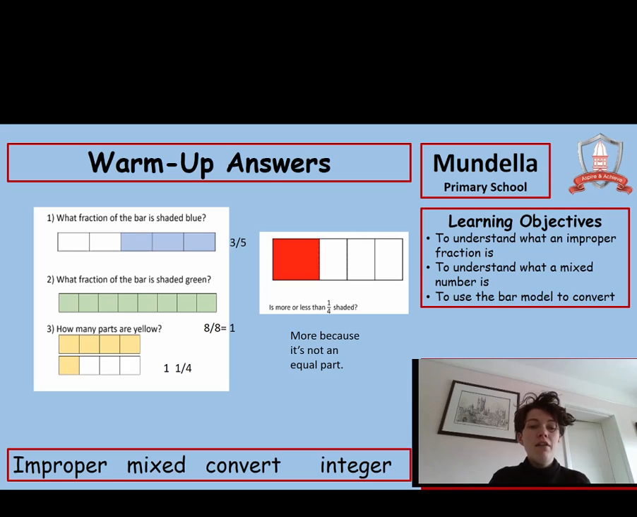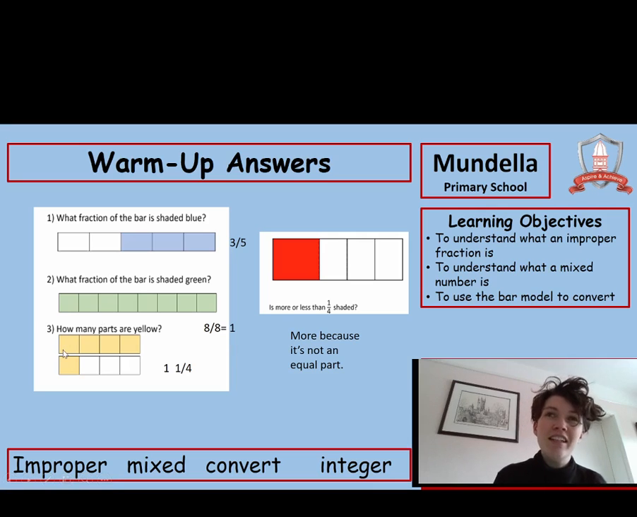Right then, here are the answers on your screen. What fraction of the bar is shaded blue? Well, we can see 3 out of the 5 have been shaded blue. So we've got our non-unit fraction of 3/5. What fraction of the bar is shaded green? Well, all of the parts of the bar have been shaded. So it's 8 out of 8, which is the same as 1 whole. Well done if you got that.